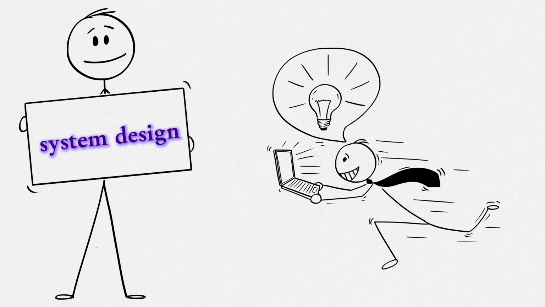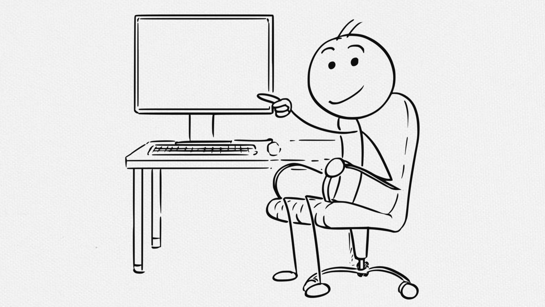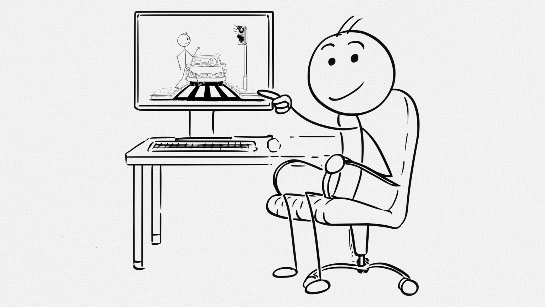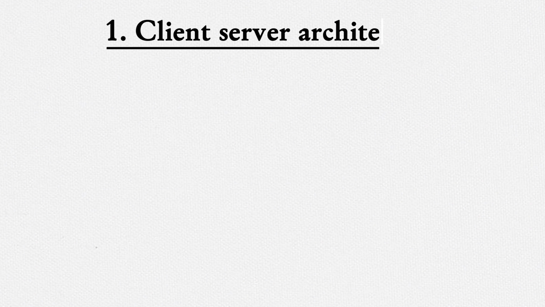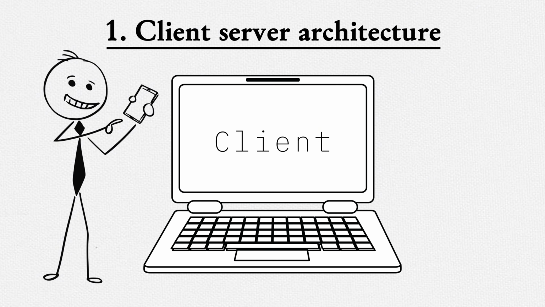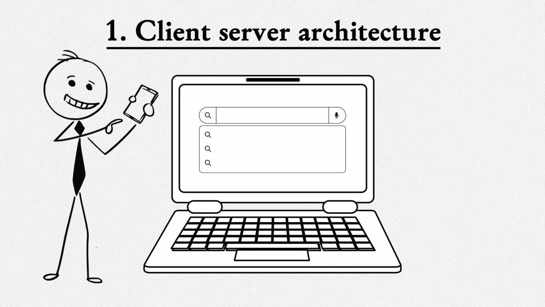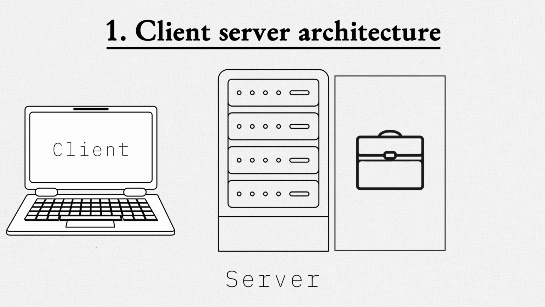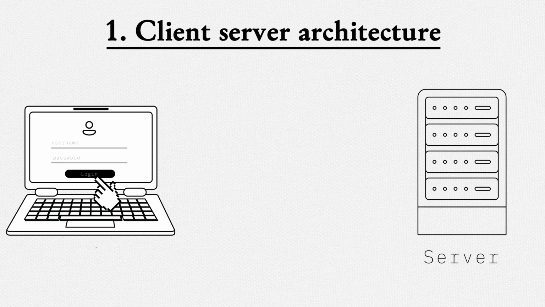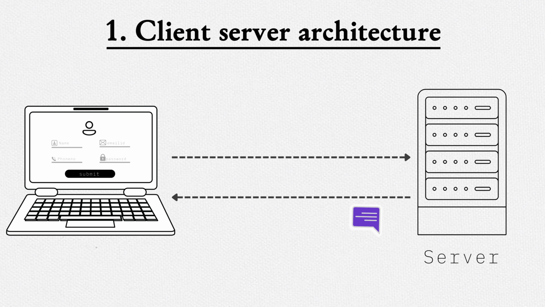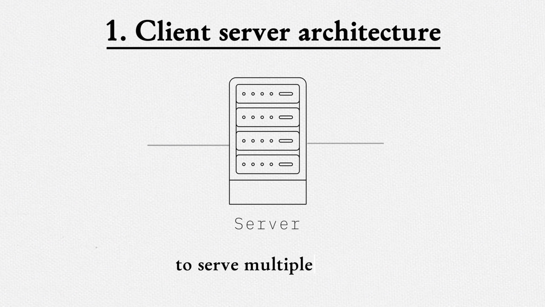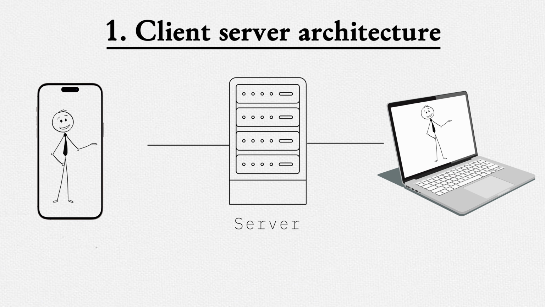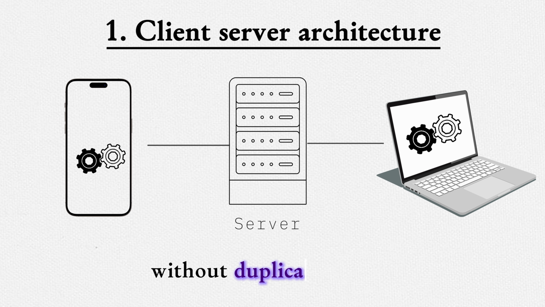System design is about how real-world applications are built to handle real users, real traffic, and real failures. Almost every system begins with a client-server architecture. The client is what the user interacts with, such as a web browser or a mobile app, and the server is where the business logic and data live. When a user logs in, fetches data, or submits a form, the client sends a request and the server responds. This separation allows the same backend to serve multiple clients, like web, mobile, and internal tools, without duplicating logic.